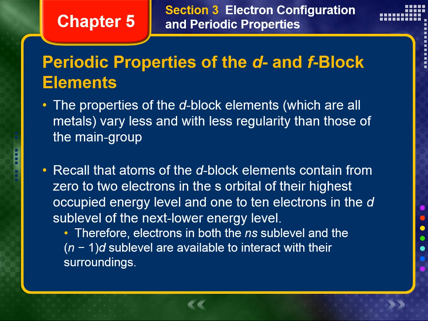Recall that the atoms of the D block elements contain from 0 to 2 electrons in the s orbital of their highest occupied energy level, and 1 to 10 electrons in the d sublevel of the next lower energy level. Therefore, electrons in both the ns sublevel and the n-1 d sublevel are available to interact with their surroundings. As a result, electrons in the incompletely filled d sublevels are responsible for many characteristics of the D block elements.